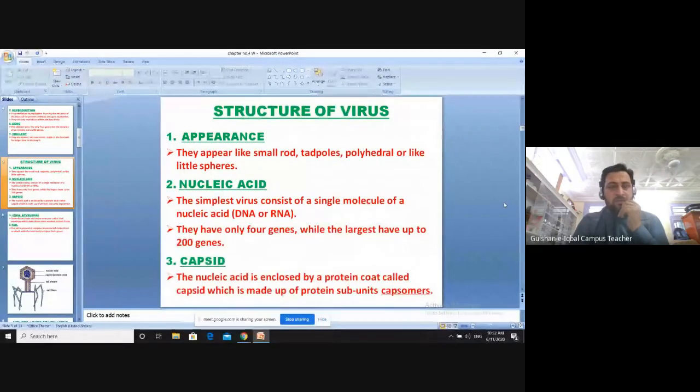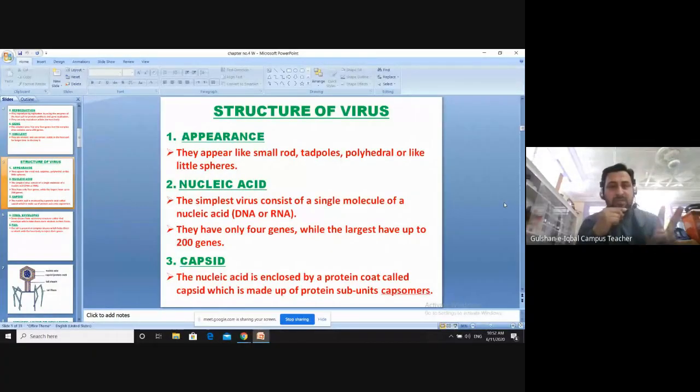First of all, the appearance. We discussed in the structure and the properties that they may appear like rods, pairs or circles. Their body is made up of nucleic acid. The simplest virus contains a single molecule of only 4 genes, while it can be up to 200 genes. That is a nucleic acid, which can be DNA or RNA. Some of the viruses have DNA, some have RNA.